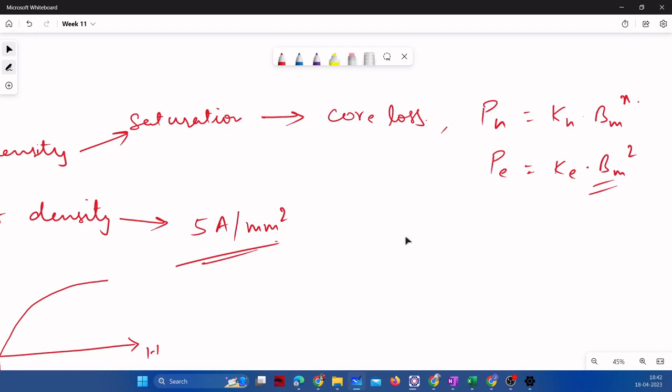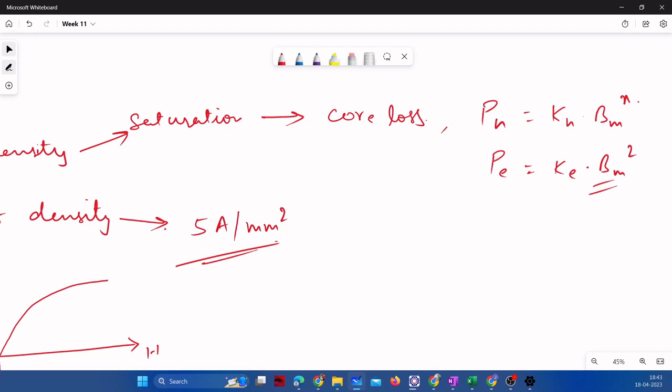Sir, this current density, we have set 5 amps per mm square. Sir, this is a material property, right? If we are using copper, then the current density has to be within 3 to 6 amps per mm square. If we are using some other material, then the current density changes. It is generally 3 to 6 or 4 to 6, but as a rule of thumb, we take 5 ampere per mm square.